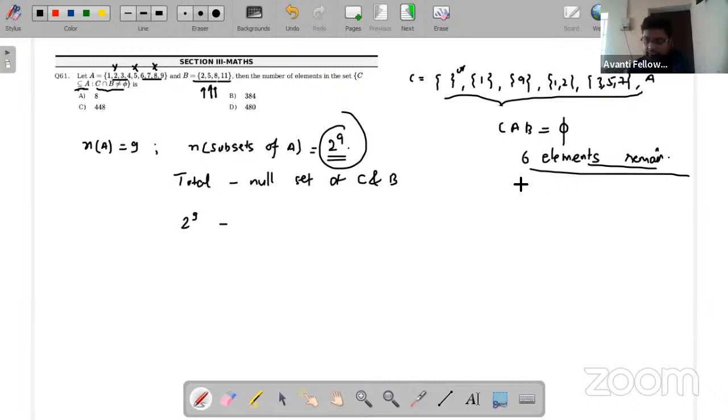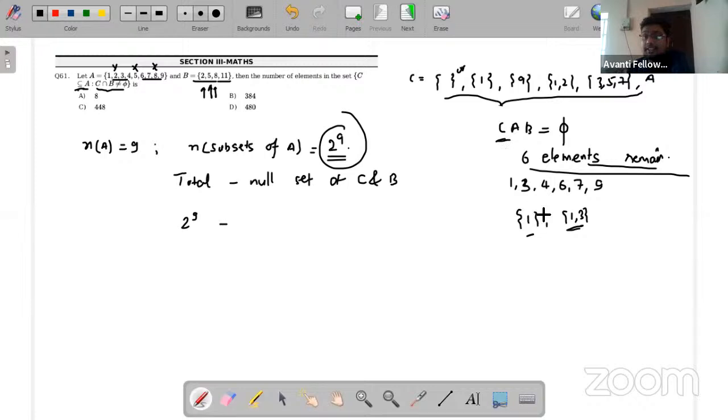See, in these 6 elements would be 1, 3, 4, 6, 7, 9. These are the 6 elements. Let's say I'll choose only one element, 1, or I can choose 1 or 3. Now you can see all these set B, if I take intersection with set B, it will be a null set. So it is satisfying this condition.